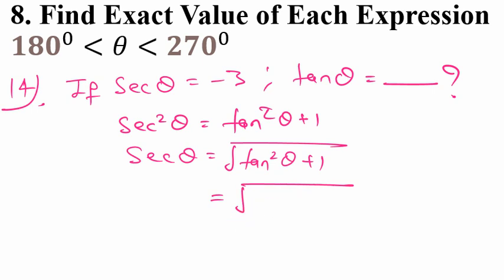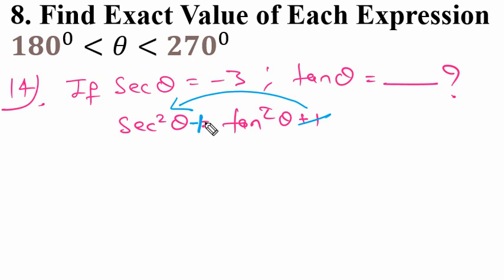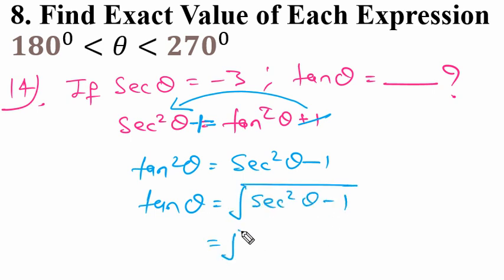Okay, I need to find tan. Hold on a minute. If I need to find tan, I will have to take this to the other side. So let's remove it from here, and that will give you minus 1. So tan square theta is equal to secant square theta minus 1. That's what we have to do. Now tan theta is the square root of secant square theta minus 1, and secant is negative 3, squared, minus 1. Solve this using the calculator.